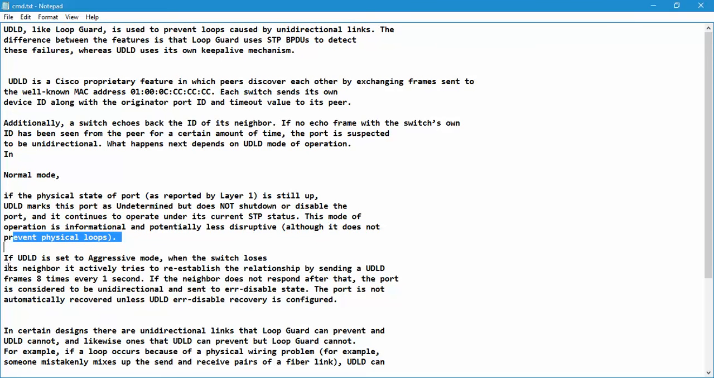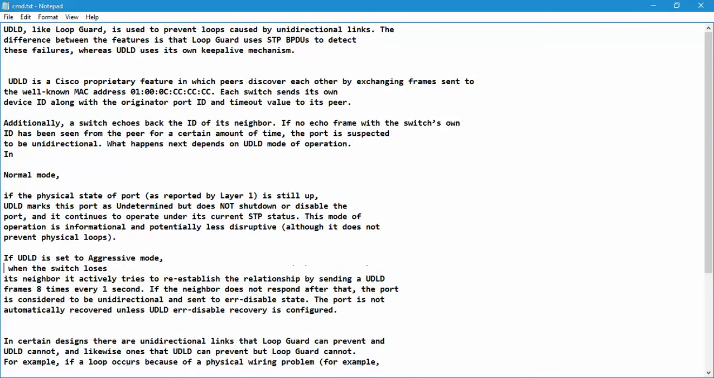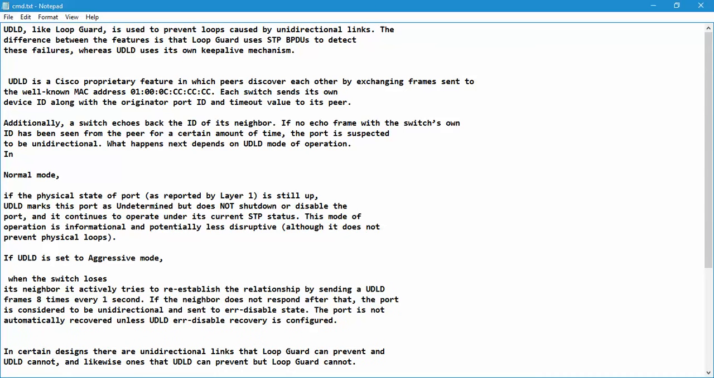So if the UDLD is set to aggressive mode، وده المود اللي هيفيد معايا أو هيؤدي عمل اللوب جارد. When the switch loses its neighbor it actively tries to re-establish the relationship. إزاي بقى؟ By sending UDLD frames 8 times every 1 second. يعني كل ثانية هبعت frame.